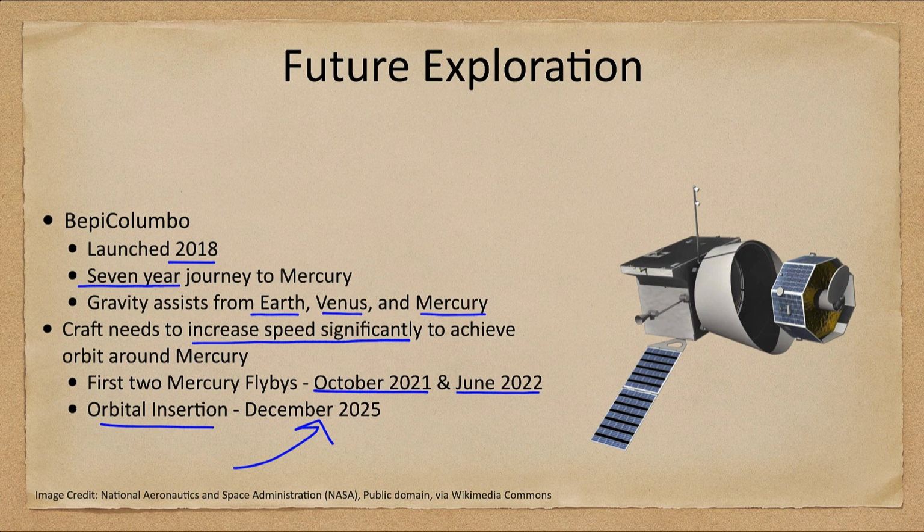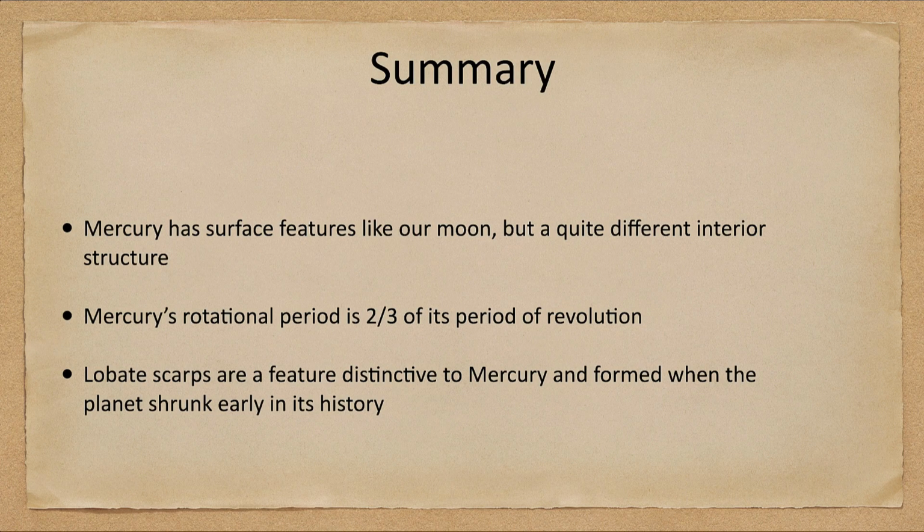And then we'll begin to update our study of Mercury and hopefully learn more about the nearest planet to the sun. So let's go ahead and finish up with our summary. What we've looked at this time: Mercury does have a lot of surface features that make it look like our moon, but very different interior structures. So the interior is quite different.